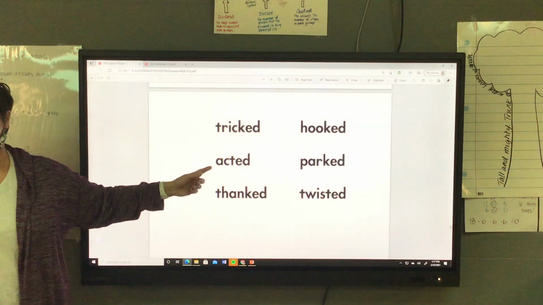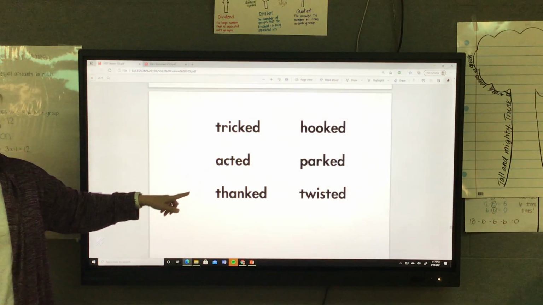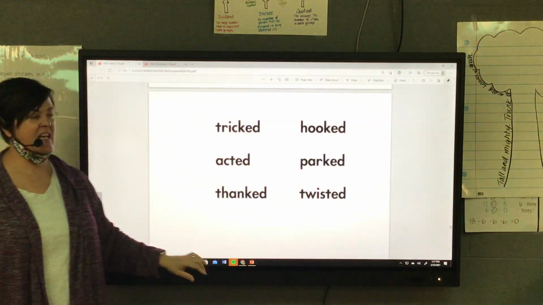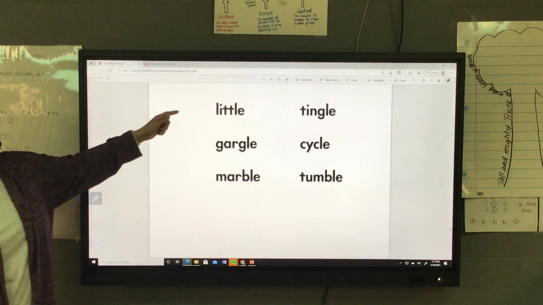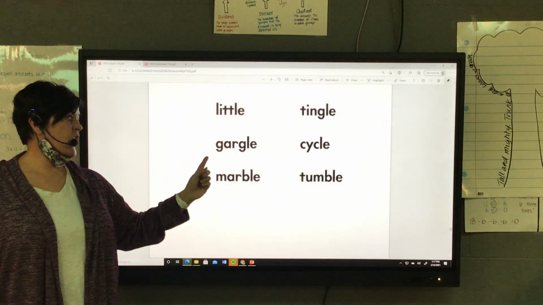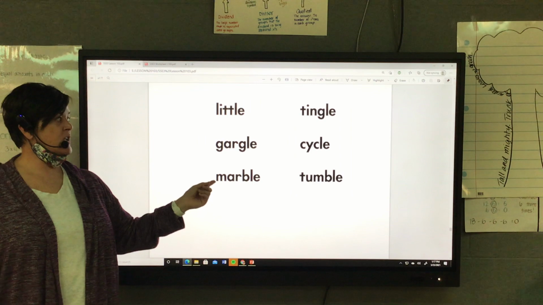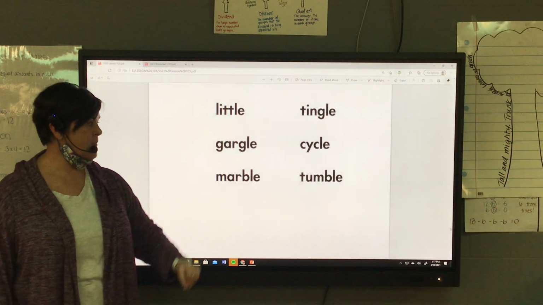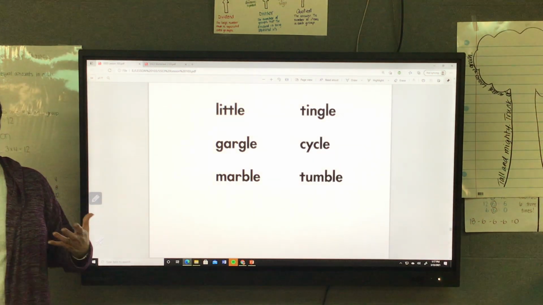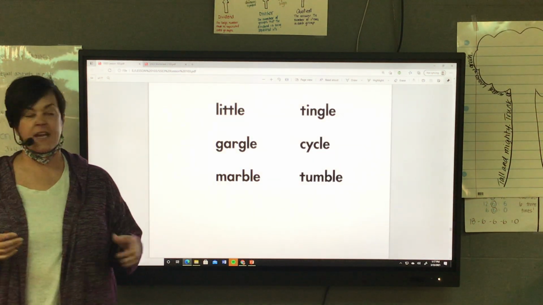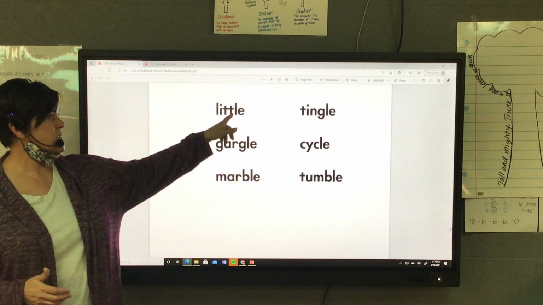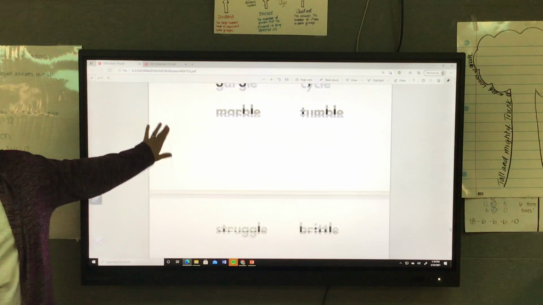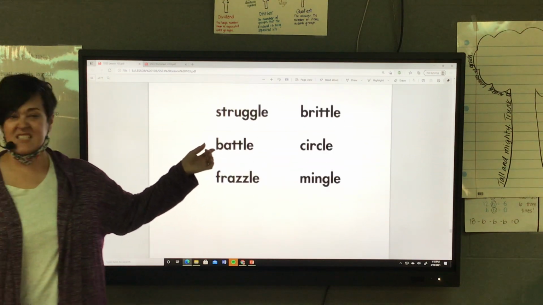Tricked, acted, thanked, hooked, parked, twisted, little, gargle, marble, tingle, cycle, tumble. All of these are those words that end with the O, right? Like the bull or the gull or the toll or goal, coal, bull. Same with these.